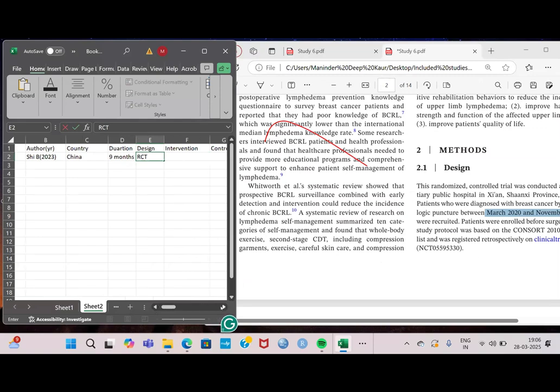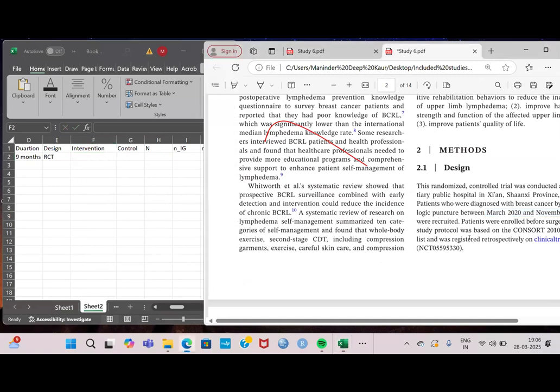So I am telling you, this is table number 1 in your systematic review and meta-analysis. That is the characteristics of the included studies. So now I have to see the.